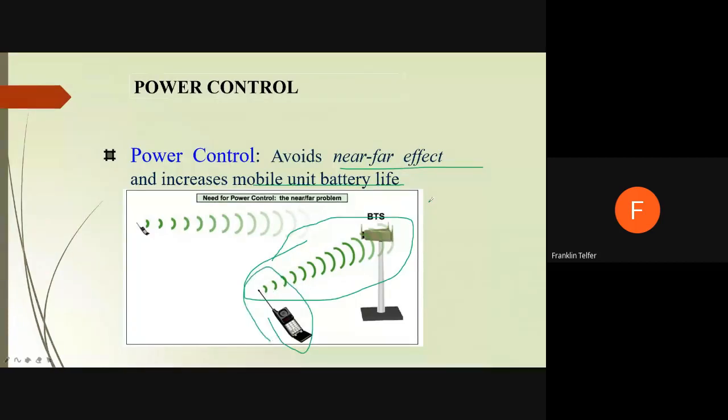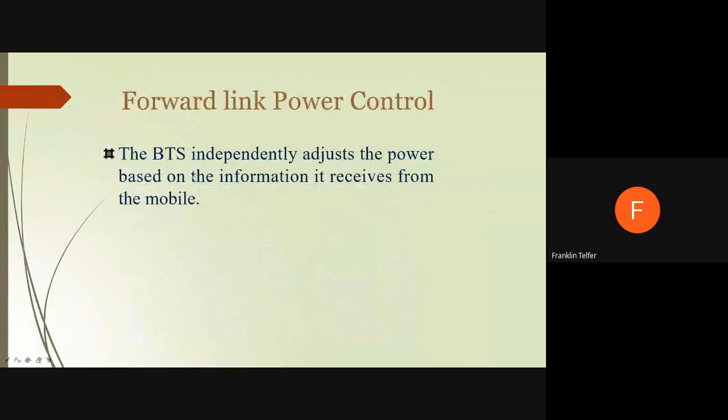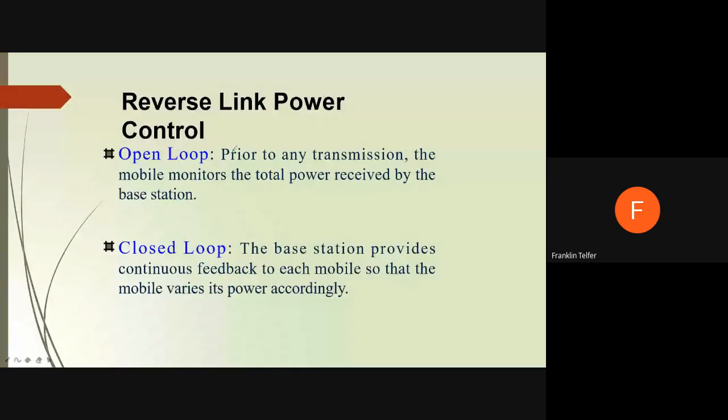Forward link power control: the BTS independently adjusts the power based on the information received from the mobile. So whenever there is a user nearer, it gives less power, and whenever a user is farther away, more power has to be given, so that the power spectrum is utilized effectively.